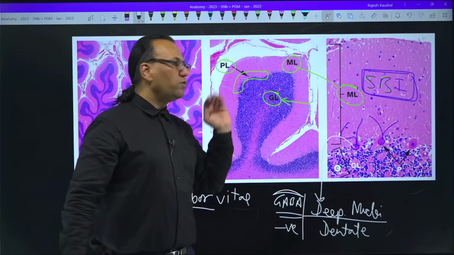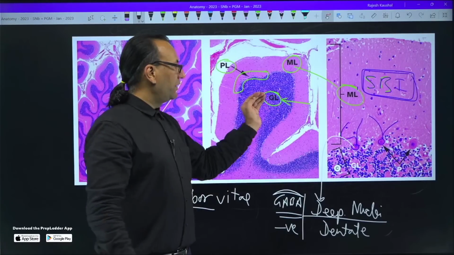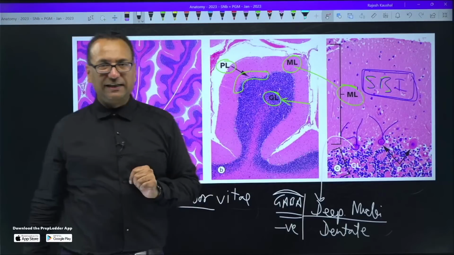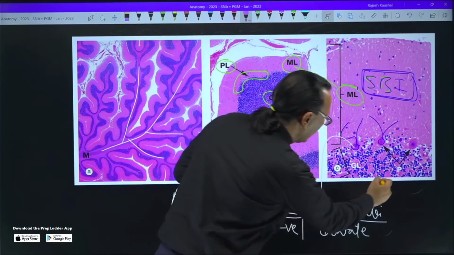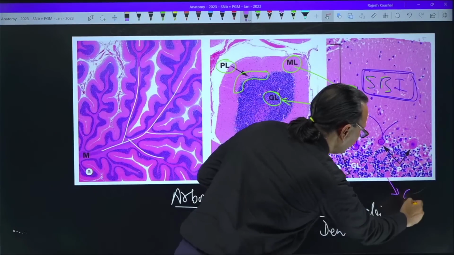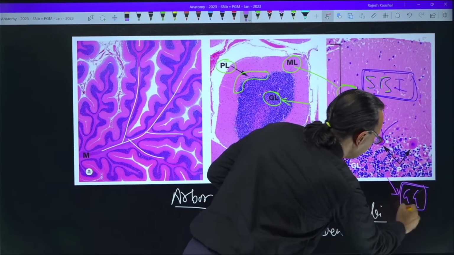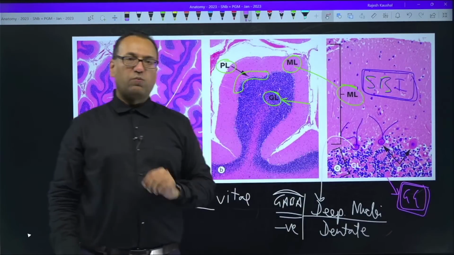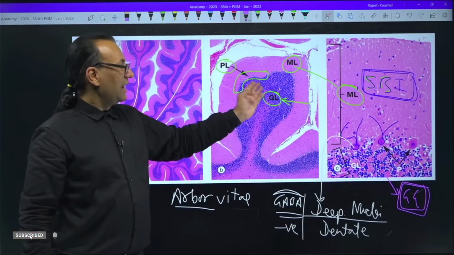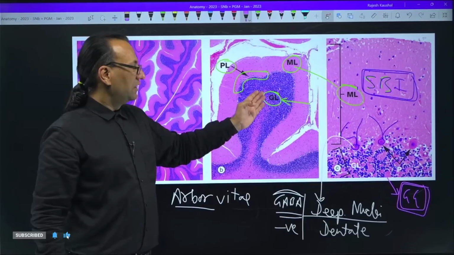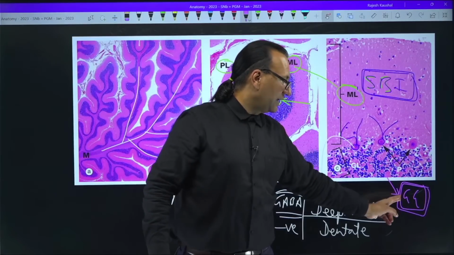Granule layer will have granule cell, and along with granule cell there is one more G, Golgi cell. So what you can remember is that in the innermost layer you have GG cell. And what is this GG cell? One G is granule cell and the other G is Golgi cell.